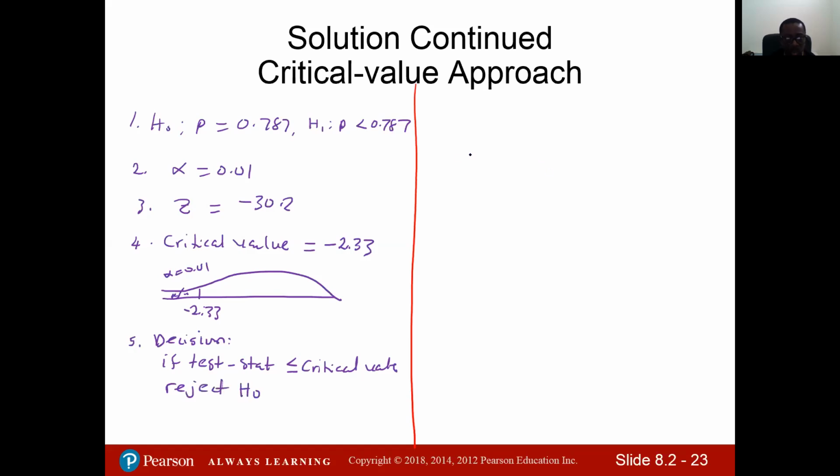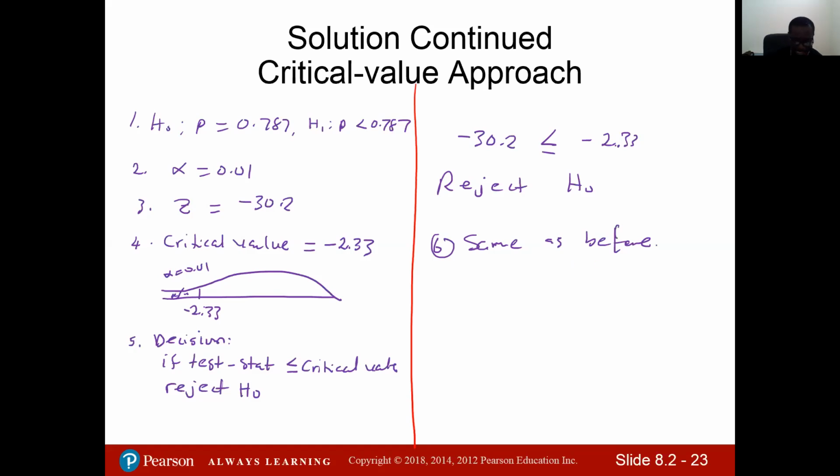Now, as we see, my test statistic is what? Negative 30.2. And my critical value is negative 2.33. Then you see that this is way less than. And so in this case, we will reject H0, which is the same as we got using the p-value. And then my conclusion is the same as before in this question.